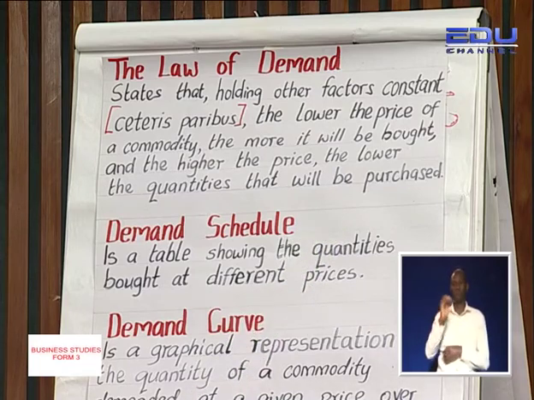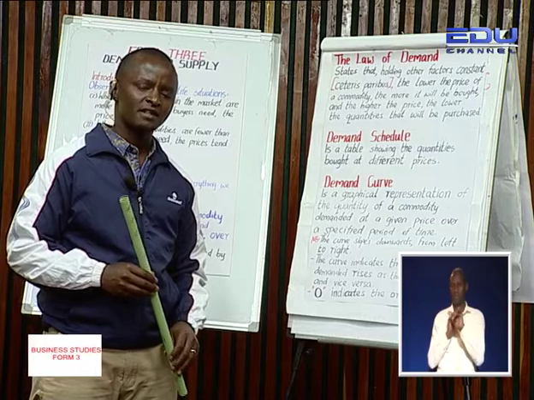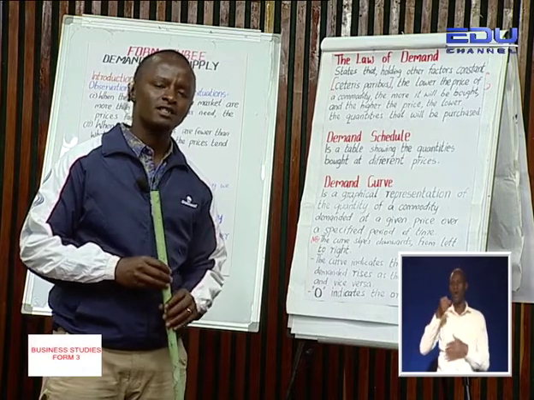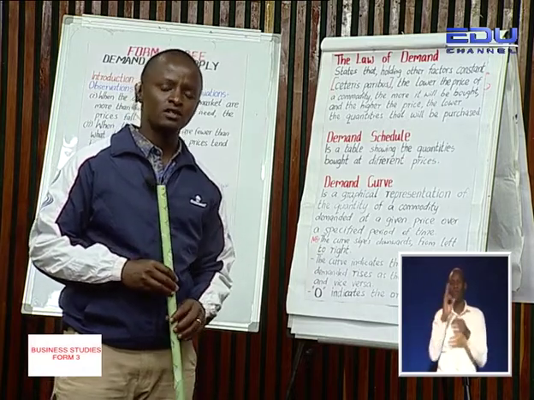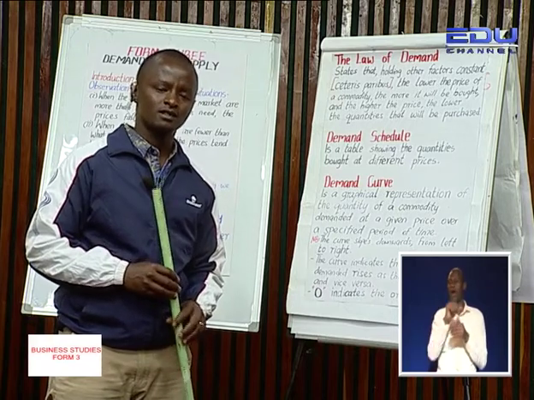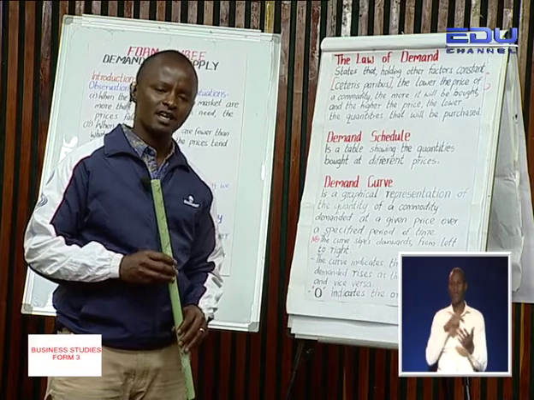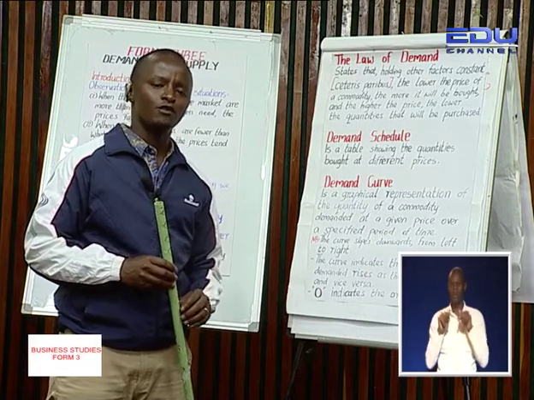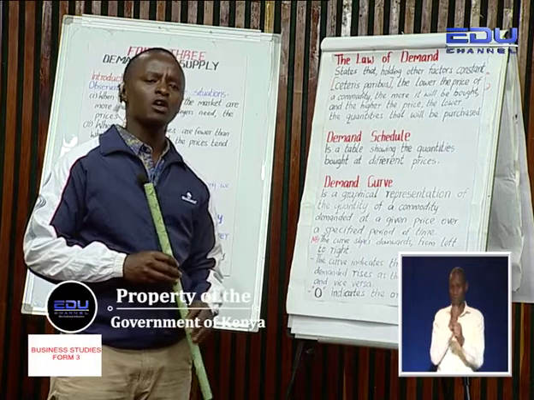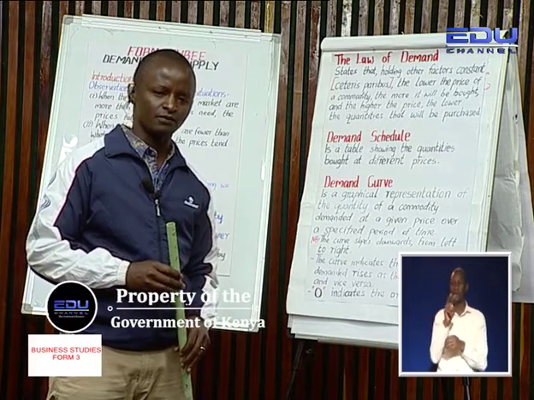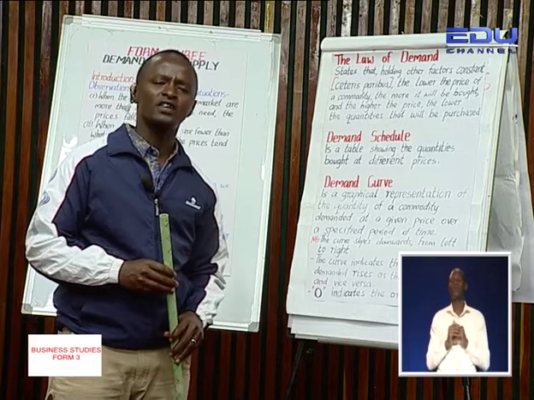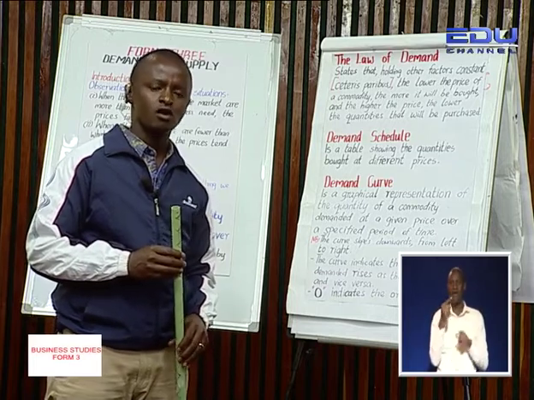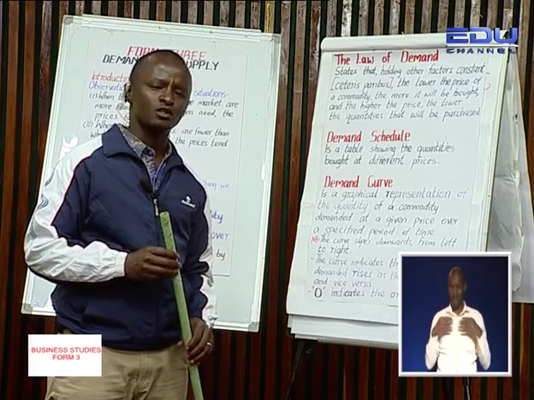We are saying one of the set of conditions that need to be obeyed is we must hold other factors constant. And what are these other factors? These factors, we are going to look at them later. And these are factors that affect demand. And for this law to operate, we hold those factors constant. In other words, we assume that they are not changing, and we are only allowing the price to change.